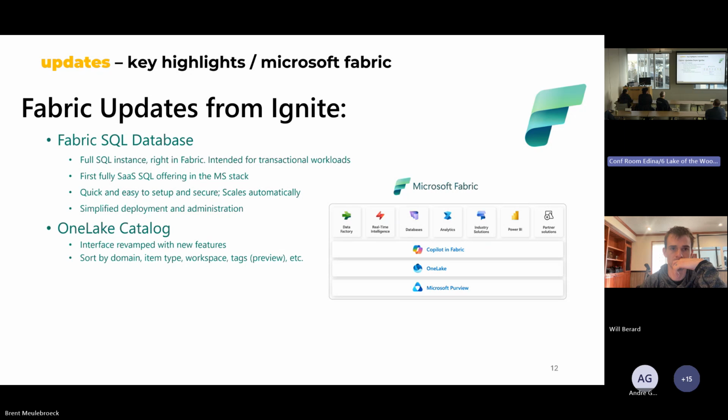Another one that got kind of a revamp right around Ignite was OneLake Catalog. So the interface has been completely revamped. There's some new features in there. You can sort by domain, item type, workspace, tags, preview. There's a whole bunch of stuff you can get to there.